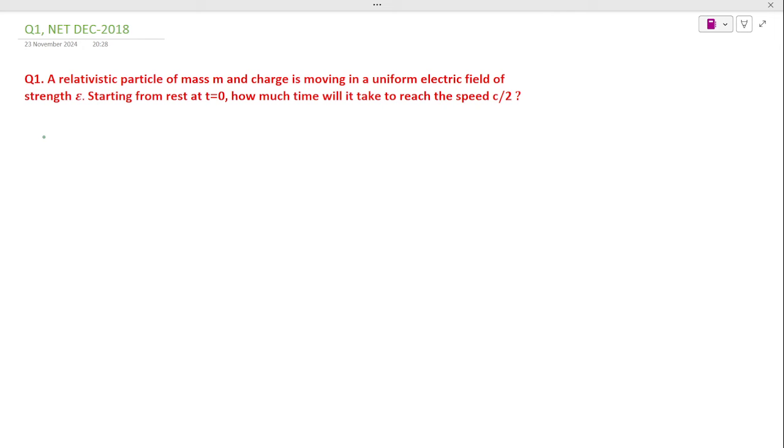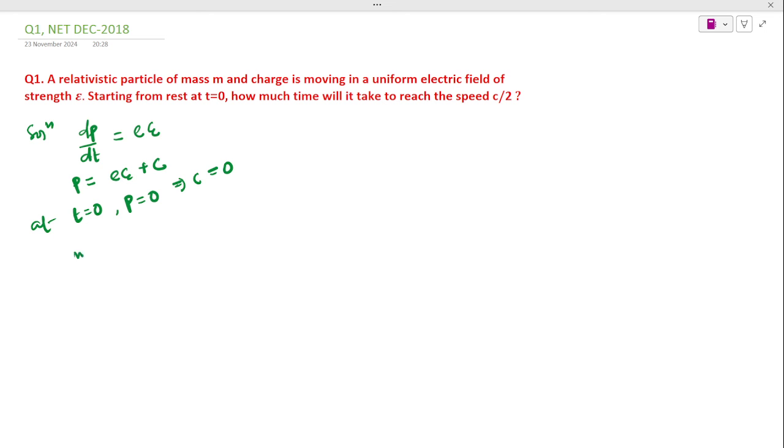So basically, given the solution dp/dt equal to charge times electric field strength, E epsilon, we get p equal to E epsilon t plus a constant. With the boundary condition at t equal to 0, p equal to 0, we should get the constant value 0.